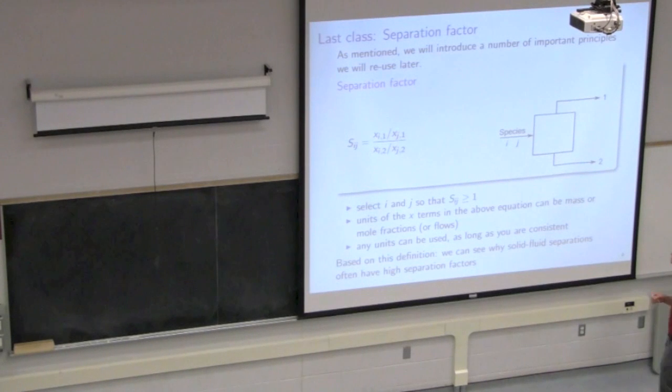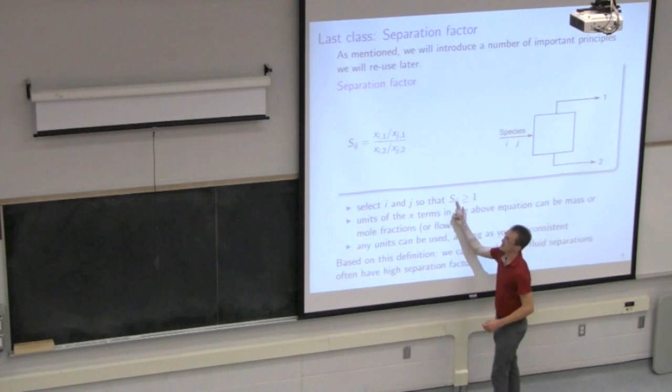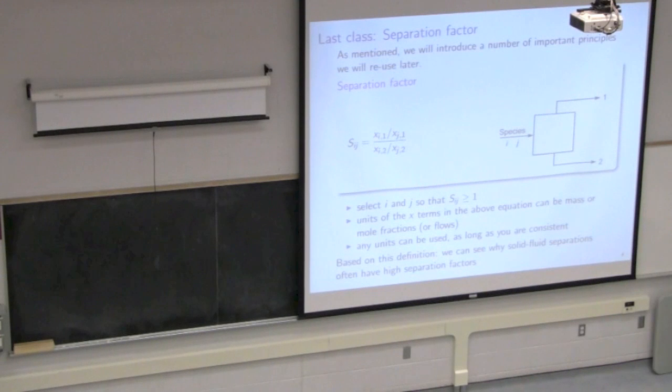So you select your species I and J, and you select them so that you always have that ratio exceeding one. So if you've calculated and the value is less than one, just flip what you assign to I and J around, recalculate it, and it will exceed one. So it's very easy to use that way.